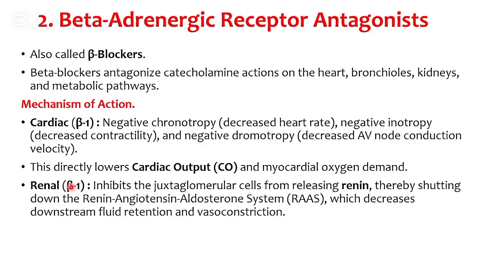And this beta 1, we know beta 1 leads to a release of renin. So for beta 1 antagonists or beta 1 blockers, they inhibit the release of the renin. And if you inhibit renin, you are basically inhibiting this renin-angiotensin-aldosterone system, because this system leads to an increase in blood pressure. Remember, don't forget our third episode, where we're going to look at how this event occurs. So by doing that, this leads to a decrease in the downstream fluid retention and also vasoconstriction.